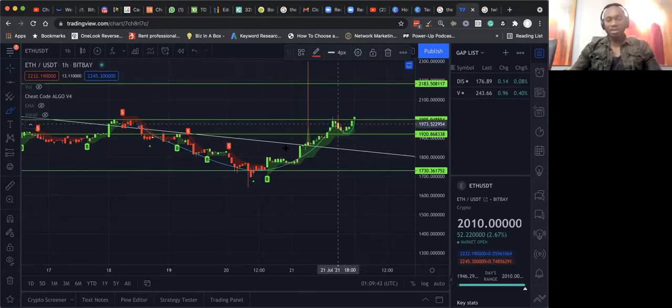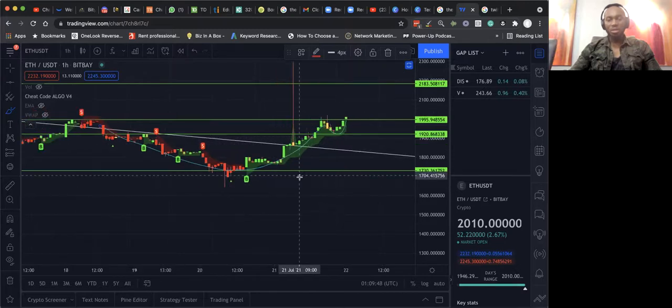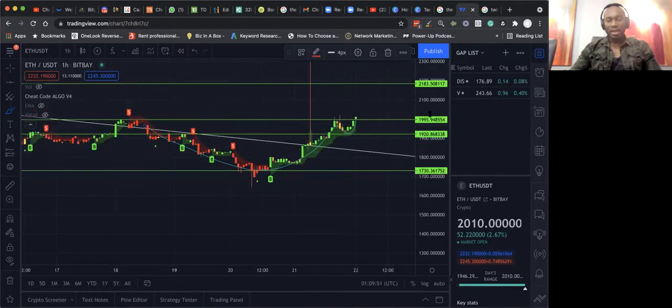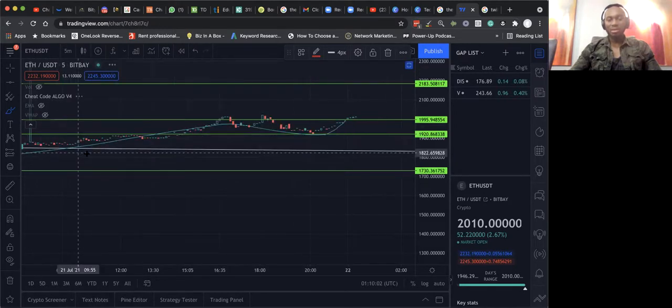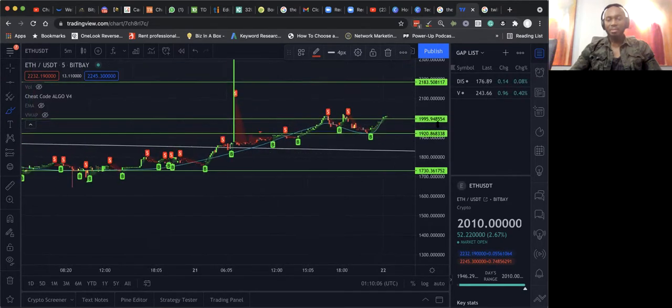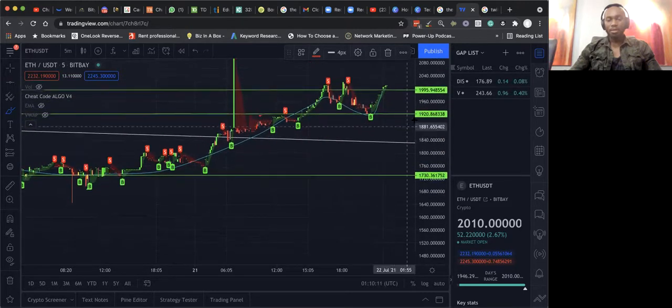Okay, but I think you get the gist here, right? We're looking at a cup and handle, and I think this would be a really good place to get into Ethereum USDT on the 1 hour. Okay, so since we're looking at this, why don't we go down to the 5 minutes? What are we looking at in the 5 minute? How about that? So on the 5 minute right here, still a very bullish trend.